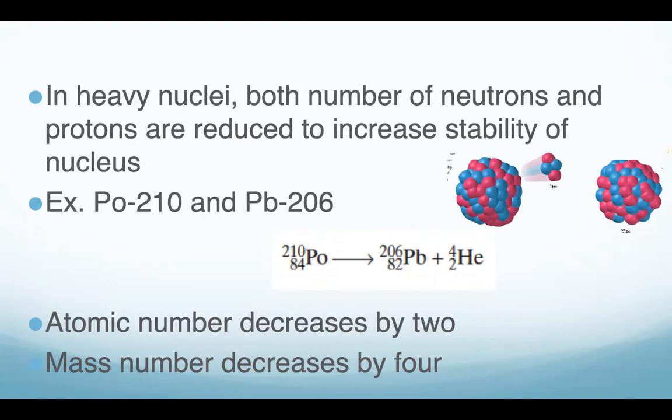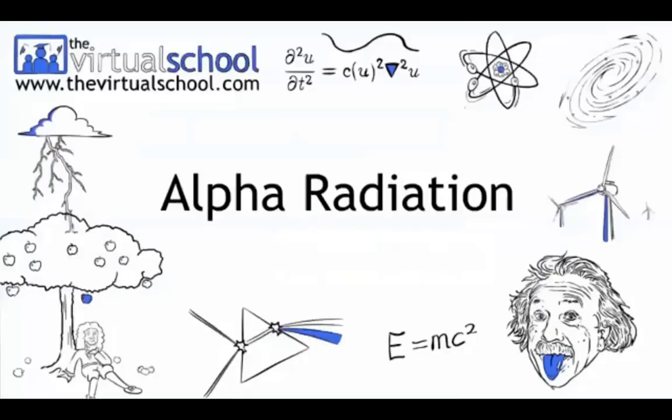In every case of alpha particle emission, the atomic number, which is the bottom number, decreases by 2, and the atomic mass or mass number decreases by 4. So that's a really easy way to tell if it's alpha decay: the atomic number decreases by 2 and the mass number by 4.